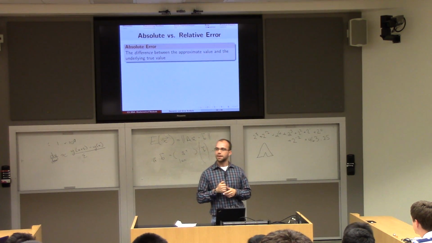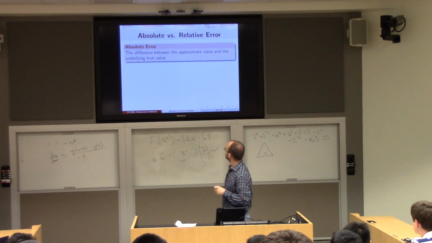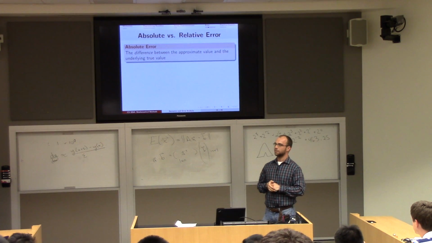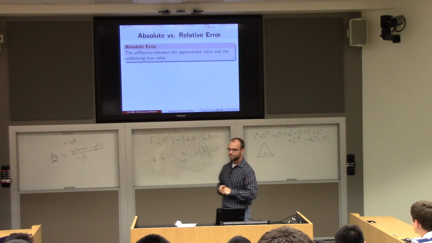So we can classify error in a couple of different ways. The first one is absolute error, which is the difference between the approximate value that you're trying to compute and the actual value. Right? So this is sort of our intuition for what error is.